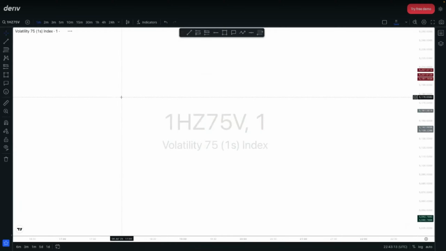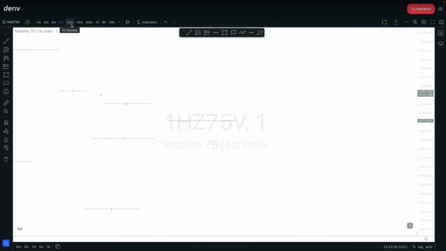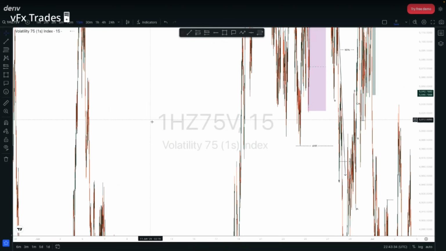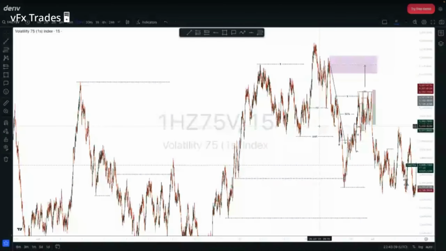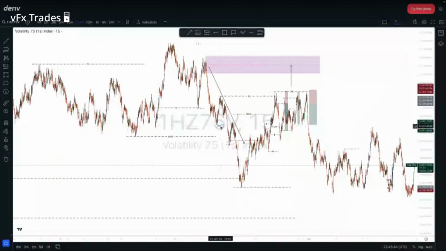Like I entered on the 1 minute with the V75. So now, if you notice something from the beginning, I walked my way down from the higher time frame, and the more I am moving, it's like trying to narrow down your trade idea to one particular point. I think that is the original definition of sniping.